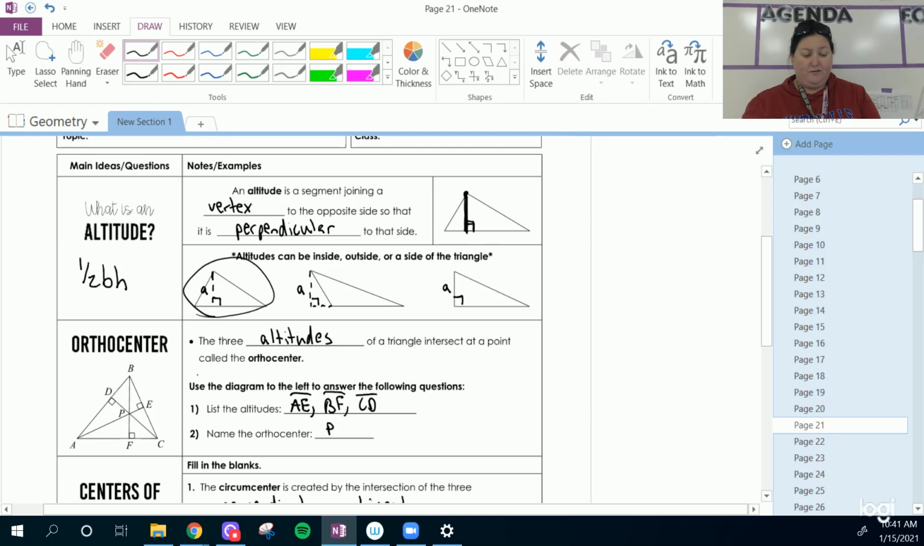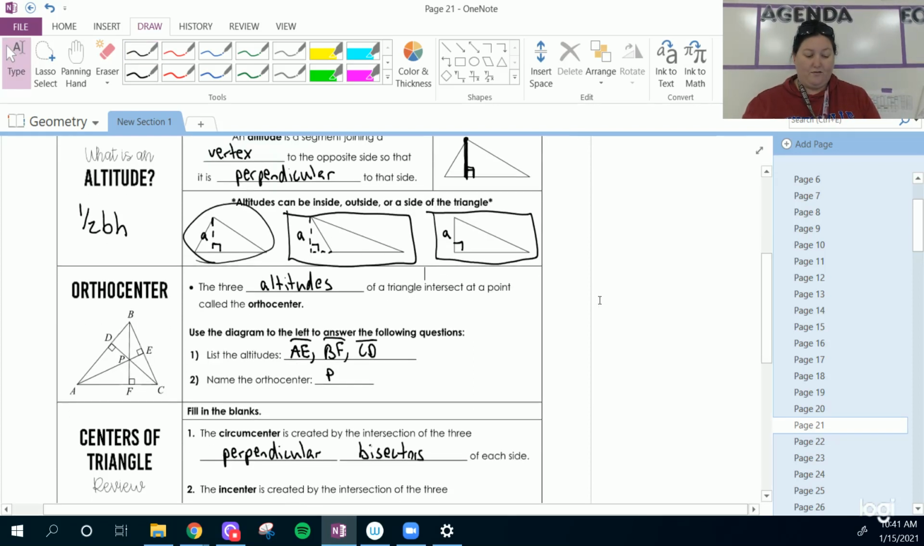So your altitude can be inside of the triangle like this first one. It can be outside of the triangle like this second one, or it can actually be the side of the triangle like this third one. In right triangles, that's when that occurs. When the three altitudes intersect in a triangle, that point that they intersect at is called the orthocenter.